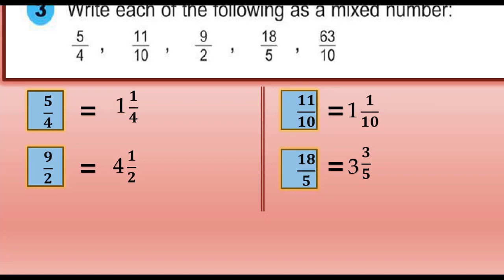What about 63 over 10? Who can tell me? Well done. 63 over 10 equals 60 over 10 plus 3 over 10. 60 over 10 equals 6, and write 3 over 10 as it is. So, 63 over 10 equals 6 and 3 over 10.